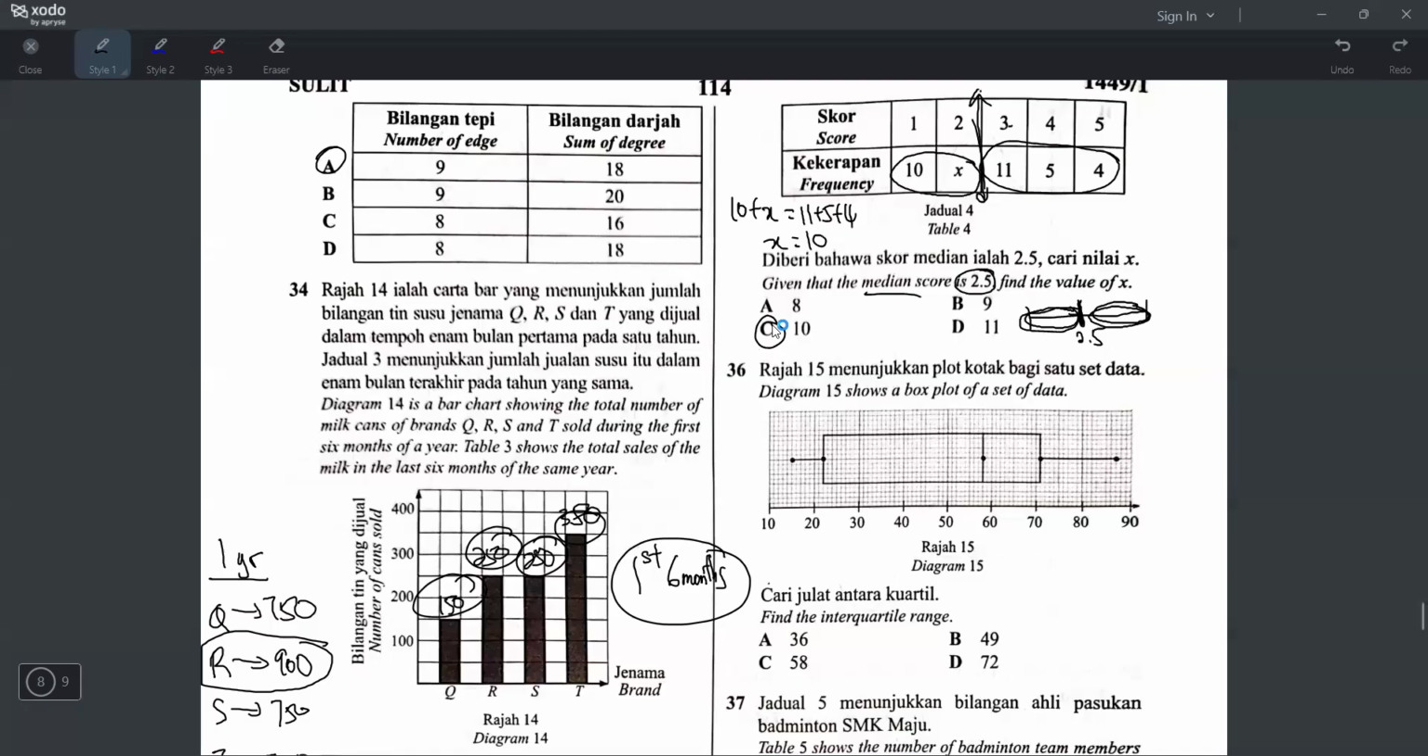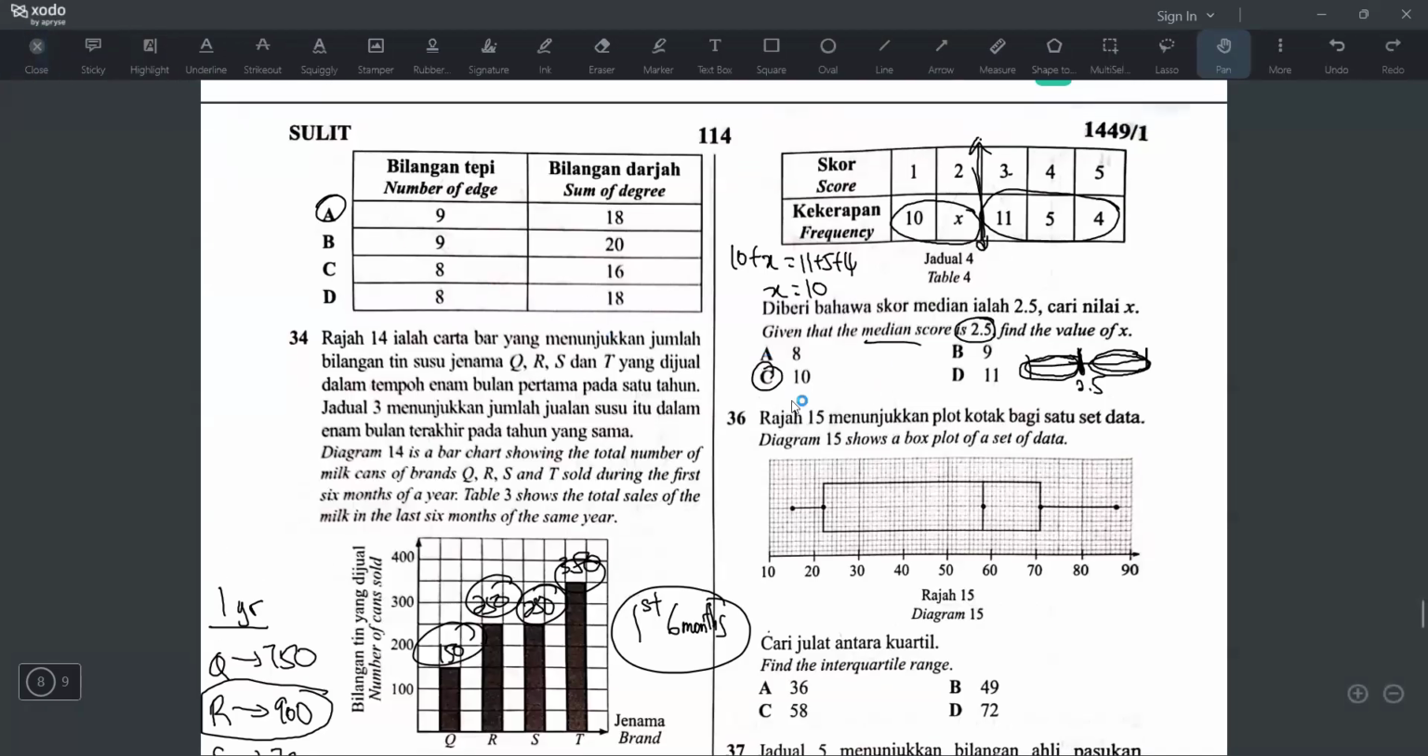Okay, there's another way to do this. Ada cara lain. Cara lain a bit slow lah. How you do it is you try to masuk 8 dalam X, it means you try with answer A, 8 dalam X. And then you try to find the middle number and see whether you get 2.5 or not. If you tak dapat, then you try with 9. If you tak dapat, try with 10. If you tak dapat, try with 11. You try until you get the answer lah. Tapi kalau you buat macam ni slow, because you have to test one by one, keep on testing. Tapi kalau you buat cara ni boleh juga.